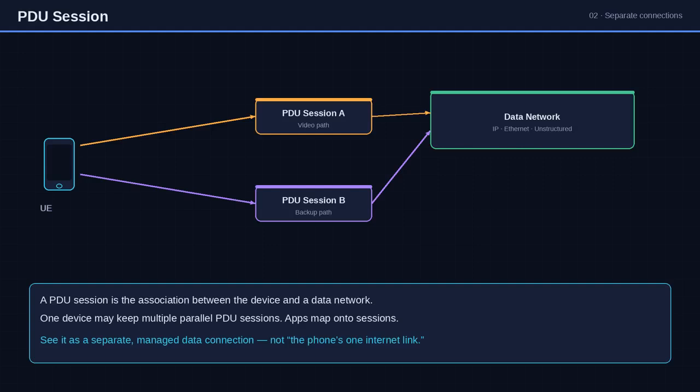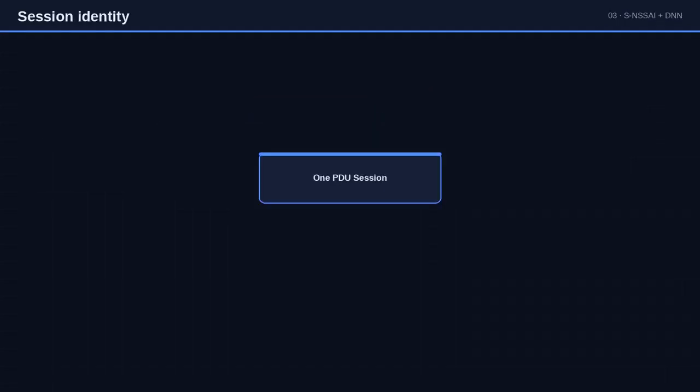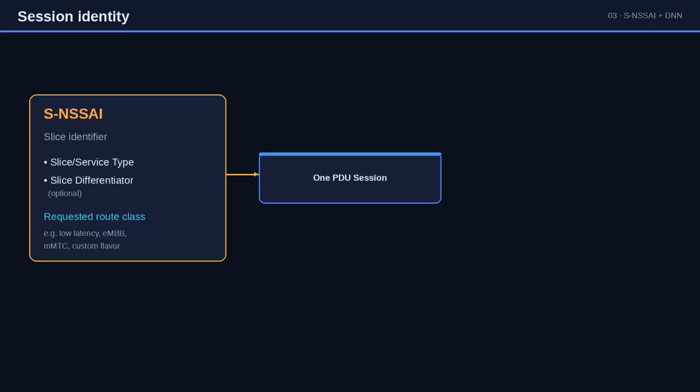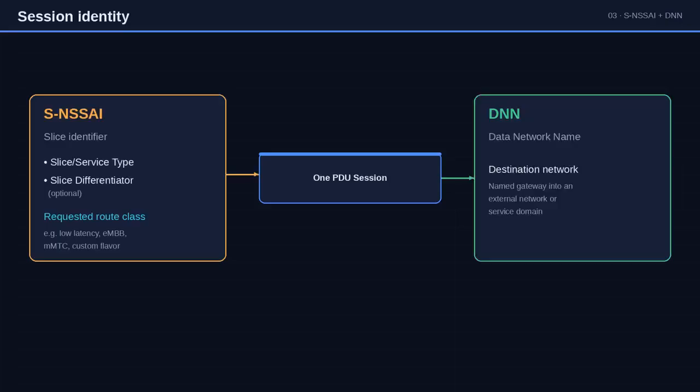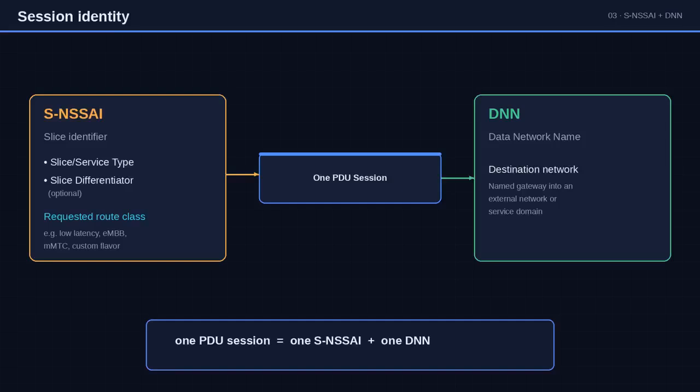And here's the part that matters for our two apps. A single device may maintain multiple parallel PDU sessions at once. Applications are mapped onto those sessions. The video call can ride one session, the backup can ride another. You should now be able to see a PDU session as a separate managed data connection, not simply the phone's single internet link. A separate session is only useful if the network knows what kind of service that session is asking for and where it is trying to go.